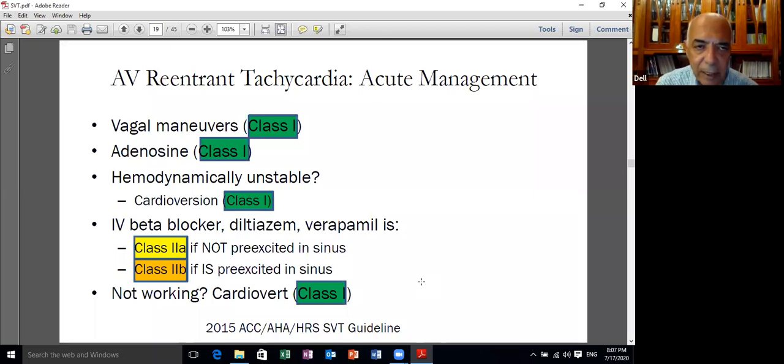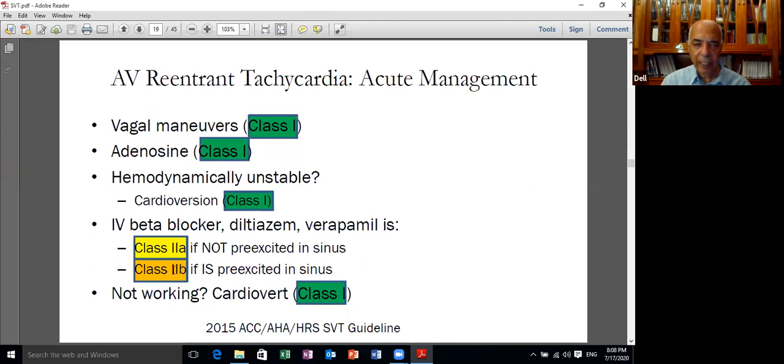Now again, the treatment in the acute stage: vagal maneuvers, as we alluded to, adenosine, if hemodynamically unstable cardioversion, then if nothing of this works, then we go to calcium antagonists and IV beta blockers. Now it's important to know that these three drugs carry the recommendation of 2A and 2B.